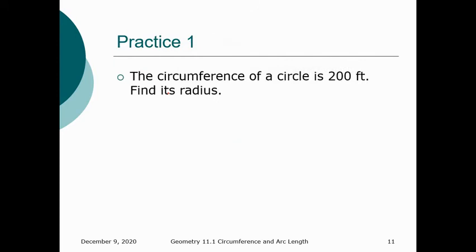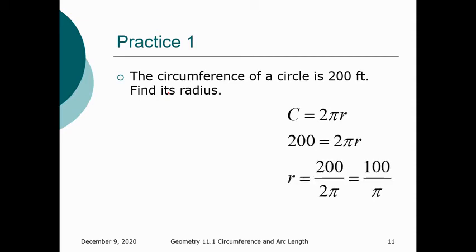Let's take a look at this problem. The circumference of a circle is 200 feet. Find its radius. So we put 200 is equal to 2 pi r. Go ahead, you solve for r. So that's right. R is going to be equal to 200 divided by 2 pi, or 100 divided by pi, which is 31.83.